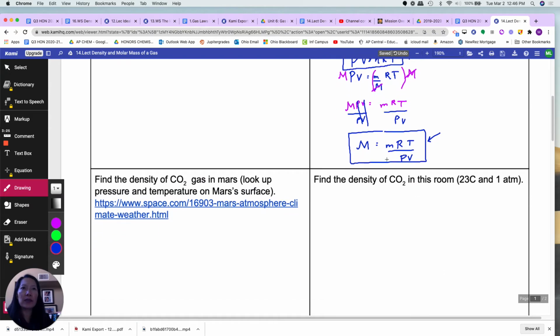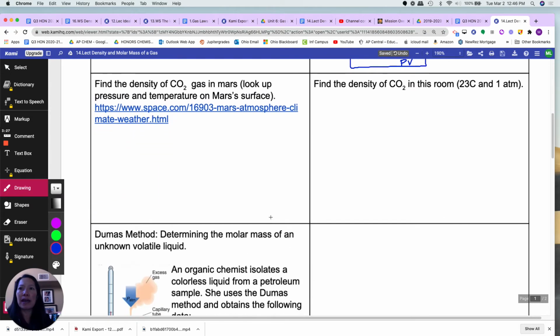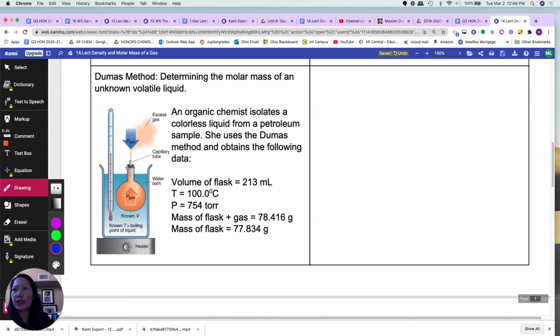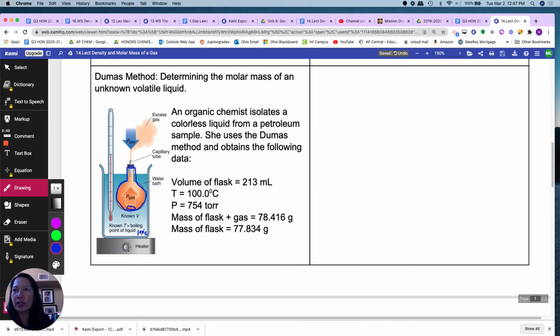To use that, we have to do an experiment called the Dumas method. Okay, so this is how it works. First, you take a flask. This is a flask. And you take a volatile liquid. That means the liquid will turn into gas below 100 degrees Celsius, which is the boiling point of water. Okay, this is water. So this liquid must boil below 100 degrees Celsius.